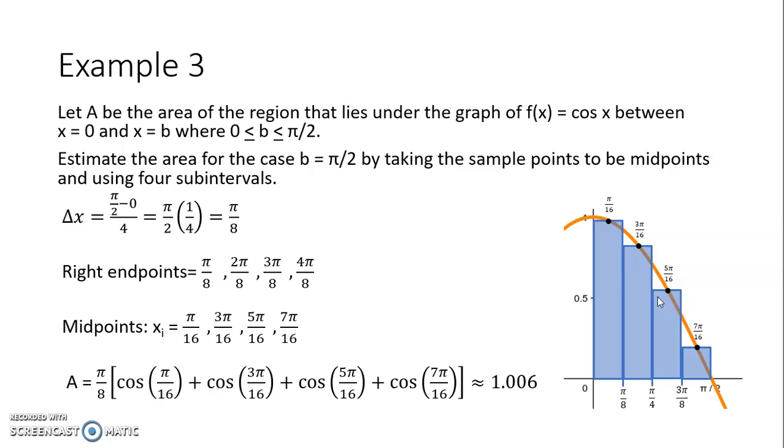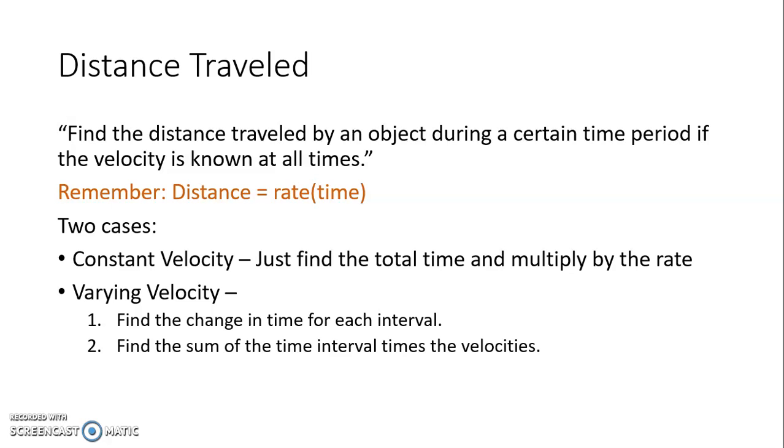So let's talk about distances next. If we want to know the distance traveled by an object during a certain time period, if we know the velocities at all the given times, we can simply use the fact that distance is rate times time. So we need to know how long the object was going at a certain rate. Okay, and if we multiply those together, we're going to get distance.